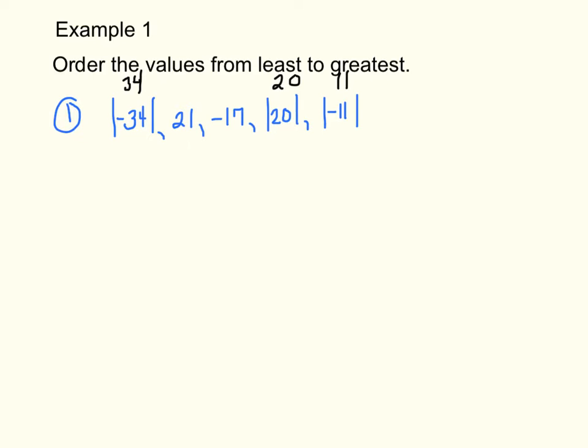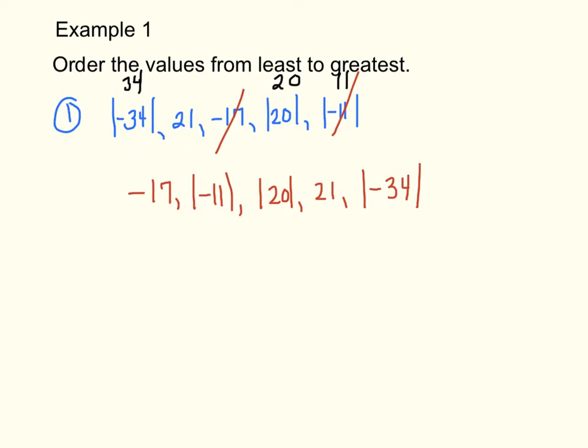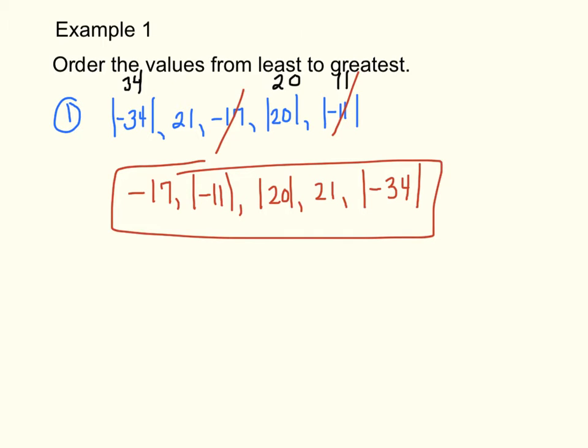So if we ordered these from least to greatest, the smallest number would be -17. The next smallest number would be 11, but that would be the absolute value of -11. The next smallest number would be 20, which is the absolute value of 20. Then our next number would be 21, and our largest number would be the absolute value of -34. So this would be all 5 numbers ordered from least to greatest.